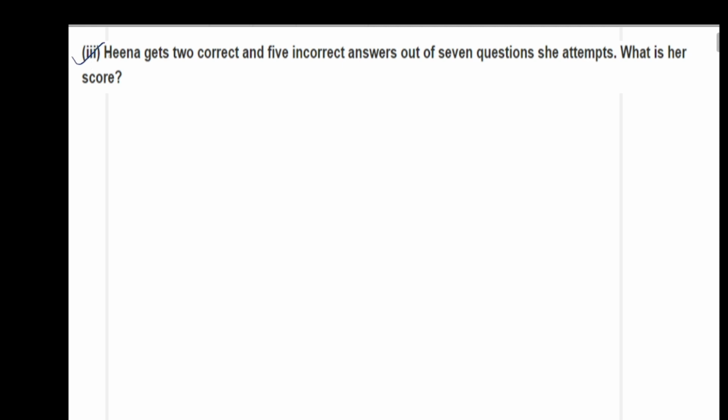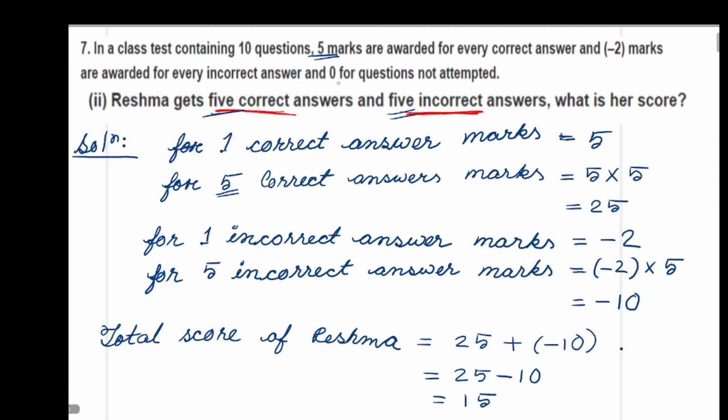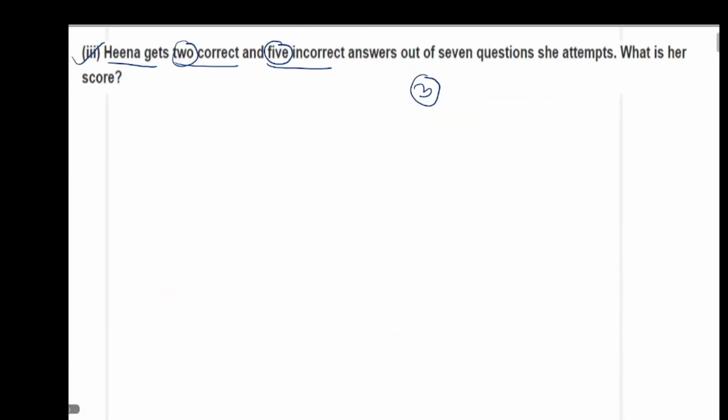This is the sub question 3. Hannah gets 2 correct, 5 incorrect out of 7, that means 2 here, 5 here. So total question is what? 10. So that means he has not attempted the rest 3 questions. For those 3 questions, he will get what? 0 marks. Okay, 0 marks.